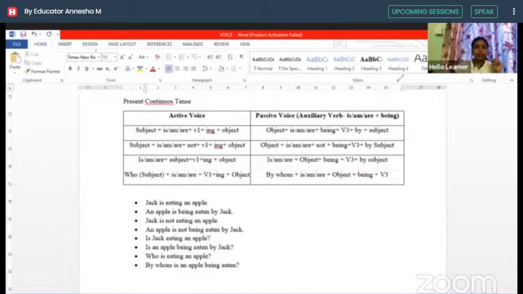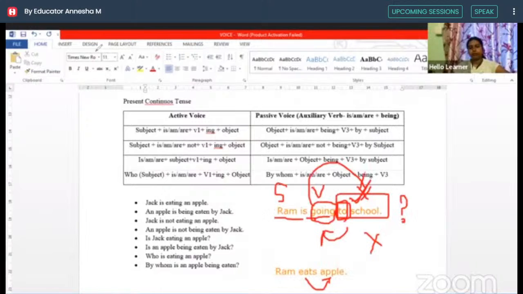Very nice. Any questions? Yes, Z. Ma'am, can you please share your sentence? Yes, ma'am. Can we change the sentence? Ram is going home. Then the home is object in the sentence.